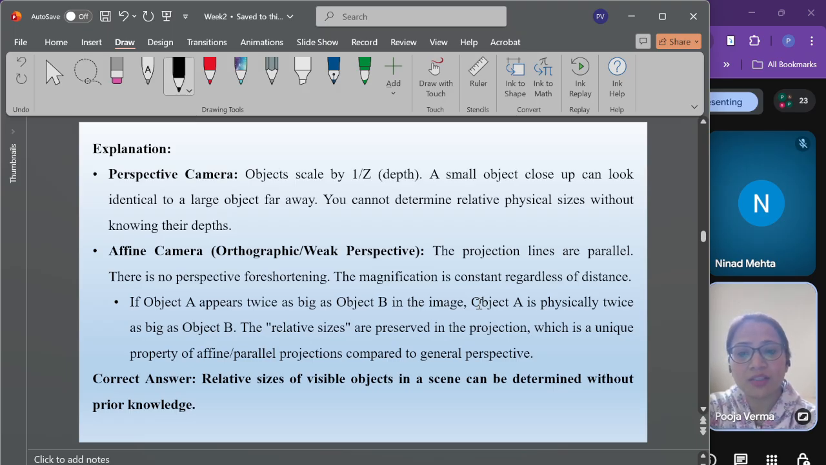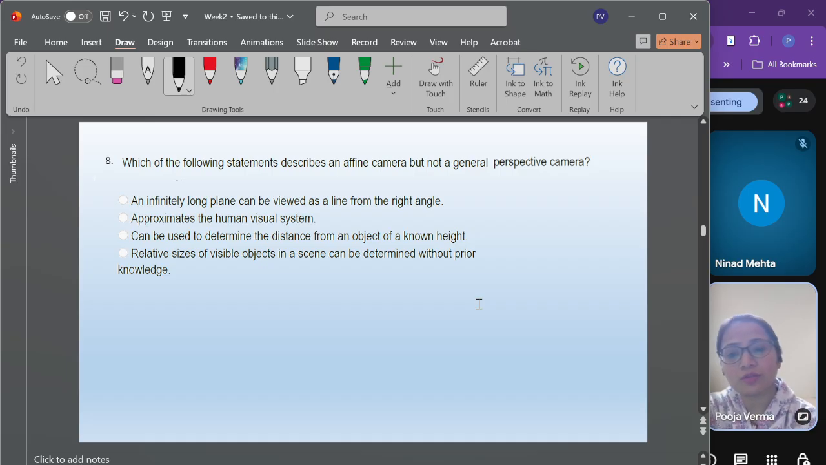So yeah, the correct answer is: relative sizes of the visible objects in the scene can be determined without prior knowledge. So option D is the correct answer for this question.